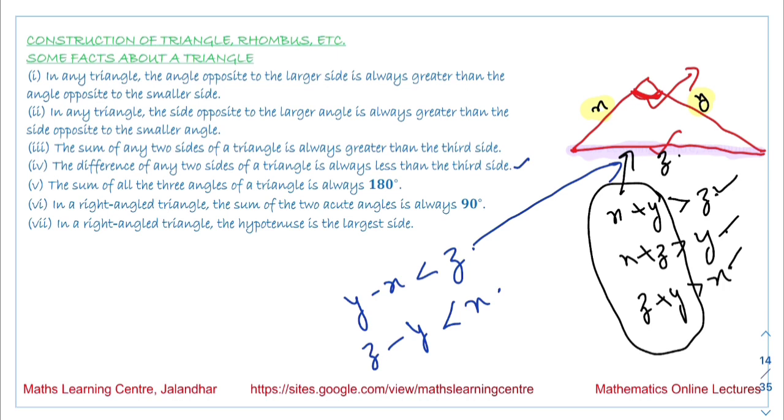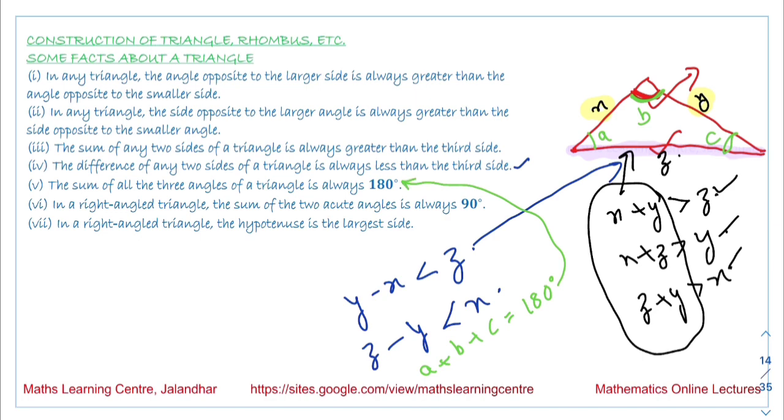Next is, the sum of all the three angles of a triangle is always 180 degrees. So we are talking about three angles over here. Suppose these three angles, this is A, this angle is B, and this angle is C. You know this property that the sum of all these angles A, B, C is always equal to 180 degrees.